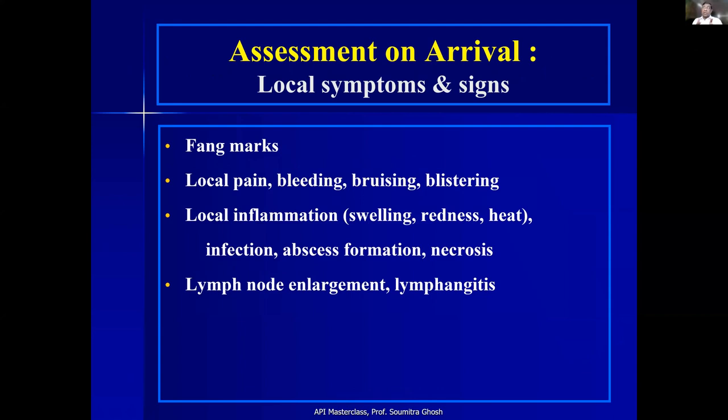So on assessment, after just doing this, we'll have to look at the local symptoms and signs, whether there is any fang mark. Fang marks, if there are, do not mean that there is envenomation. There can be dry bites, because the opening of the fang is not on the tip, it is just inside. So after the prick, it may not inject the venom. So it may be a dry bite. That is very important. It can cause local pain, bleeding, bruising, blistering, local inflammation in the form of swelling, redness, heat. There may be some infection, abscess formation, necrosis, if the patient comes late. Lymph node enlargement in the local areas and lymphangitis are very important signs.